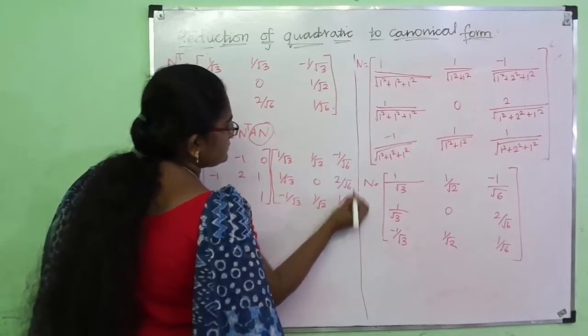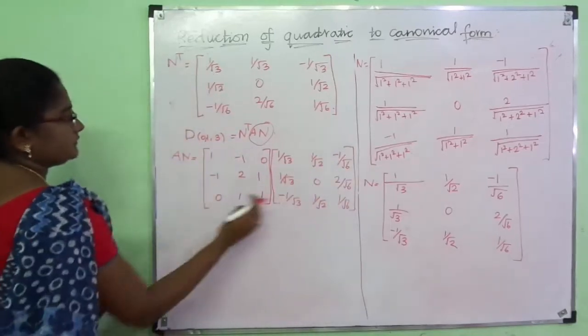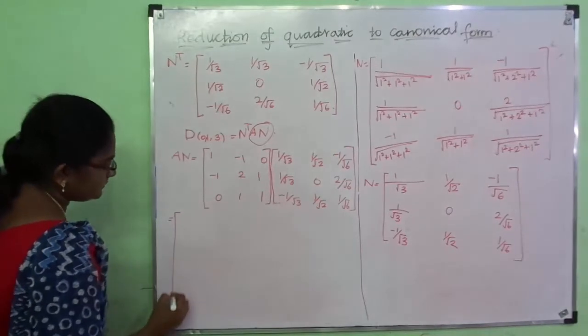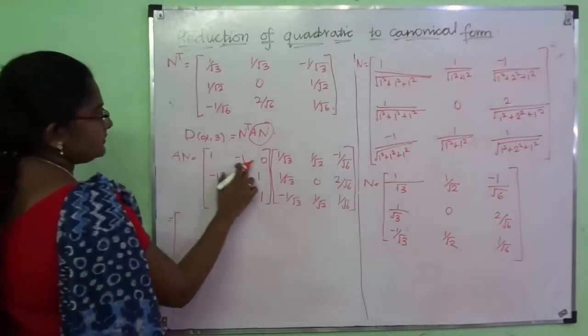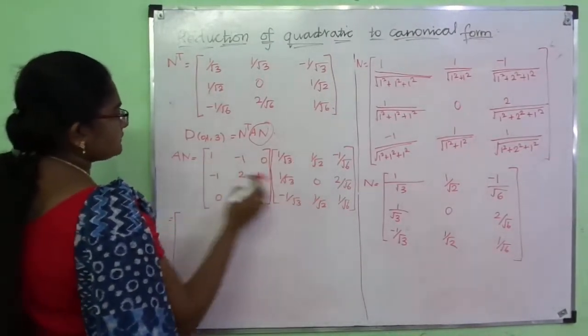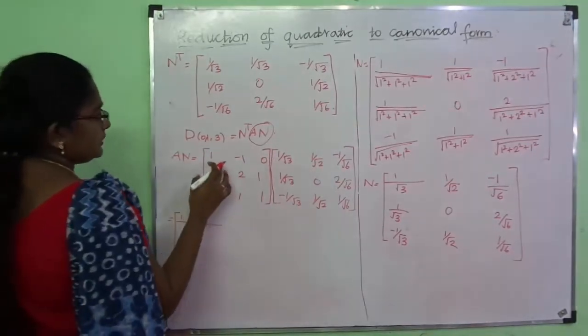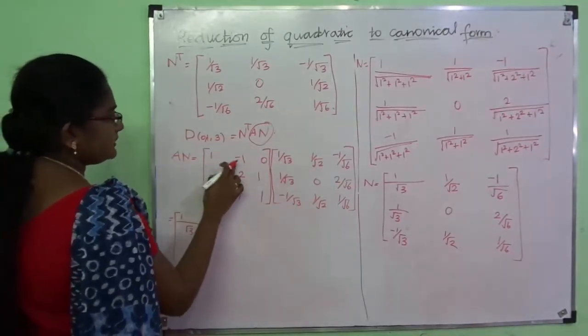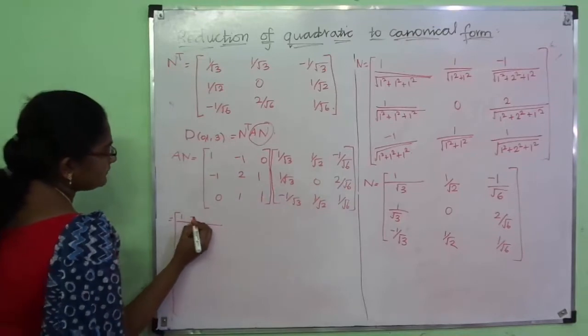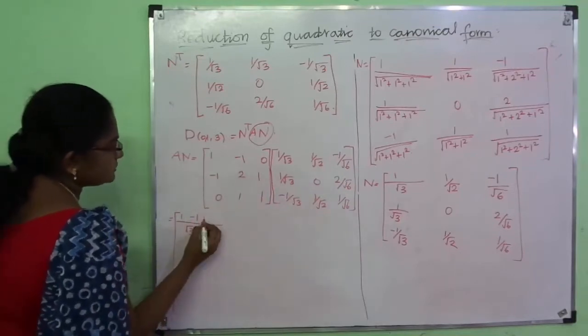A into N will be the 7 method. I am using here the 7 method. Simple matrix multiplication. Rows into column. First row into first column. 1 into 1 by root 3 will be 1 by root 3. Minus 1 into 1 by root 3 will be minus. 0 into it will be 0.